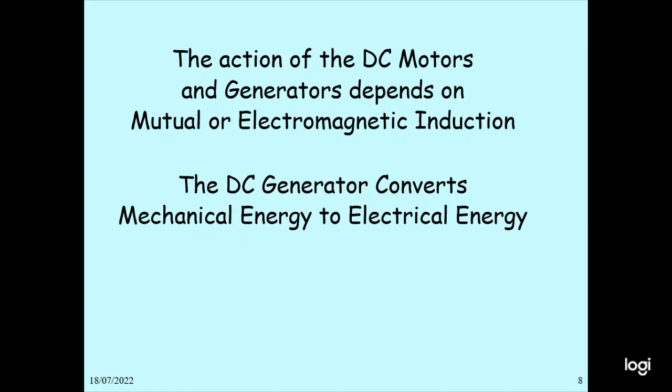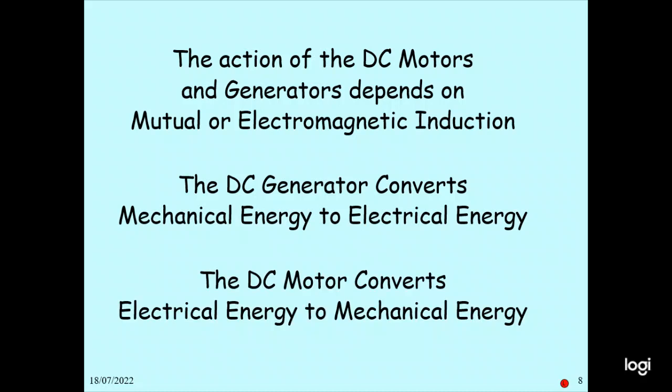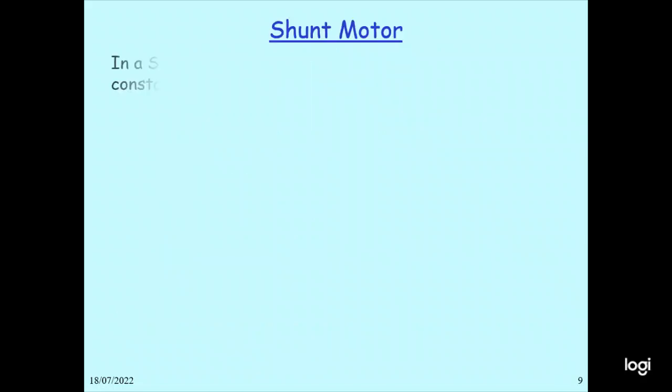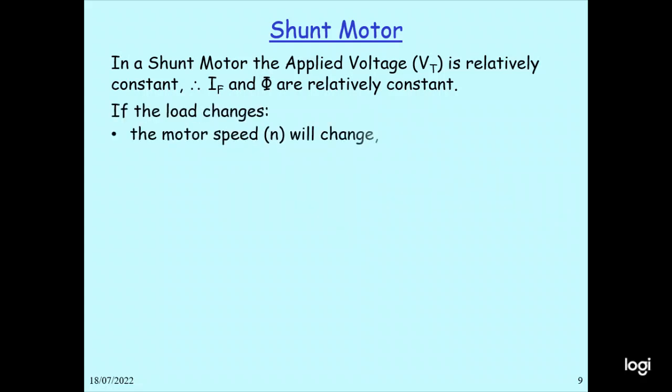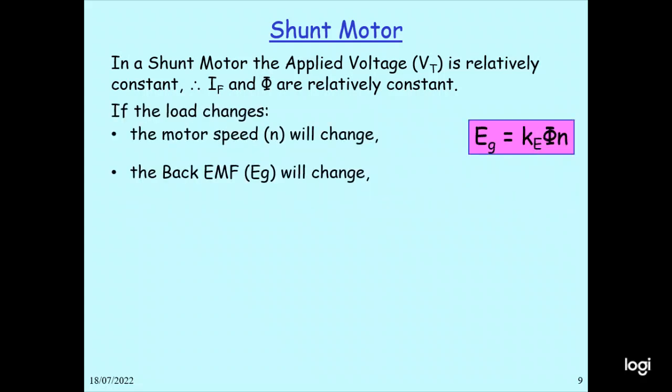A DC generator converts mechanical energy to electrical energy. A DC motor converts electrical energy to mechanical energy. In a shunt motor, the applied voltage VD is constant, so IF and phi are relatively constant. When the load changes, the motor speed will change.